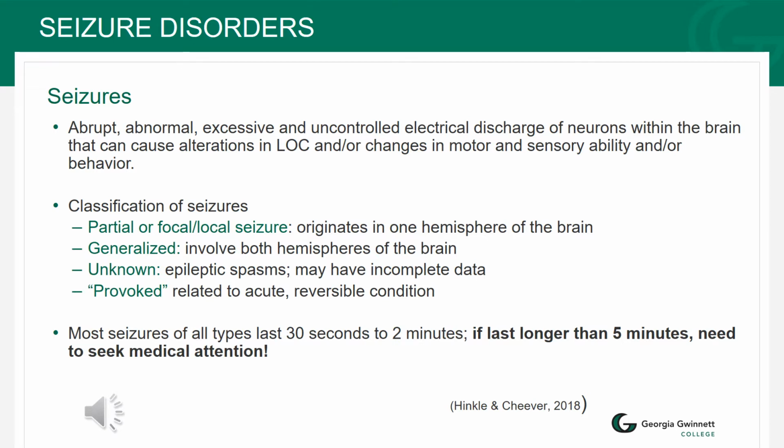You also have a category that's unknown, and that is because they have incomplete data to put it in either one of the other categories. And then a category called provoked, which is related to an acute condition that is a reversible condition, like a hypoglycemia seizure or a febrile seizure. Most seizures of all the classifications I just talked about last somewhere between 30 seconds to 2 minutes. If a seizure lasts longer than 5 minutes, then medical attention needs to be sought. 5 minutes is a long time for somebody to have a seizure.